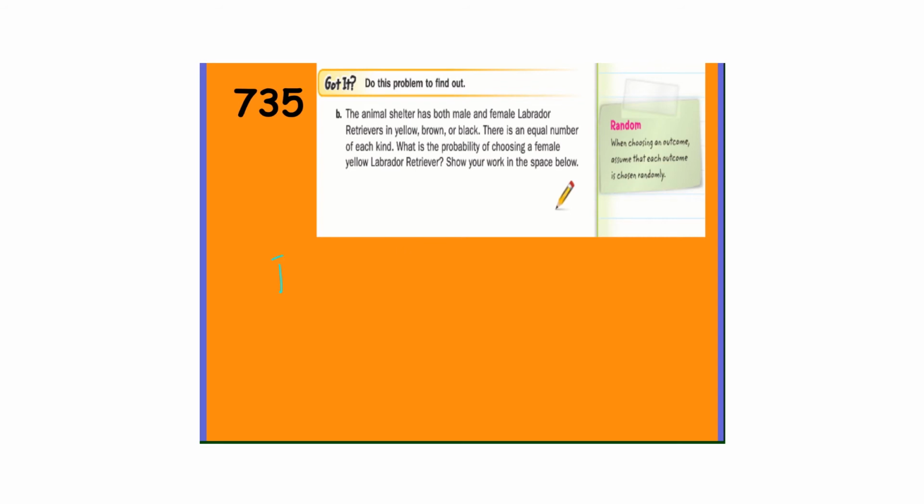So we have female yellow, a female brown, a female, I'll write BK for black. Male yellow, male brown, male black. So there's 6 different puppies, it sounds like. So what's the probability of choosing a female yellow? Only 1 out of 6 is a female yellow.